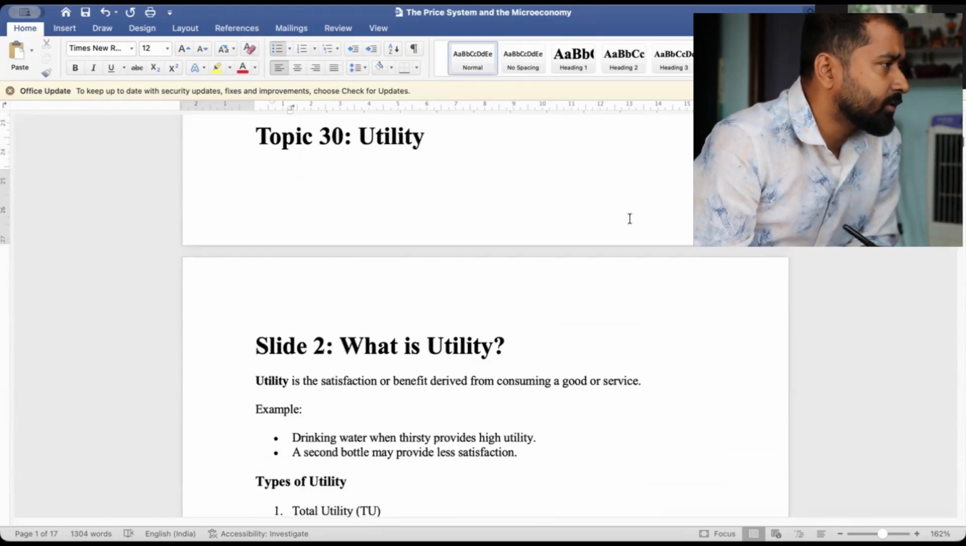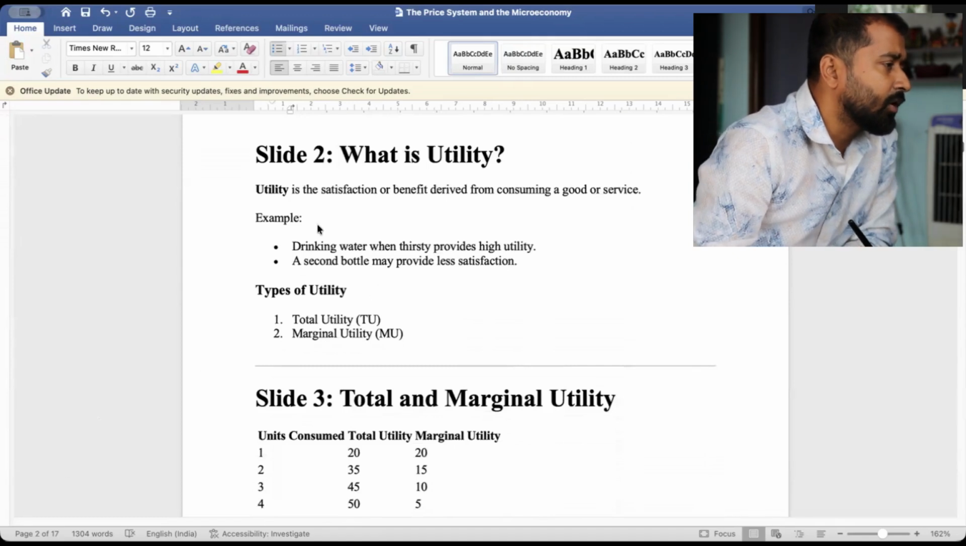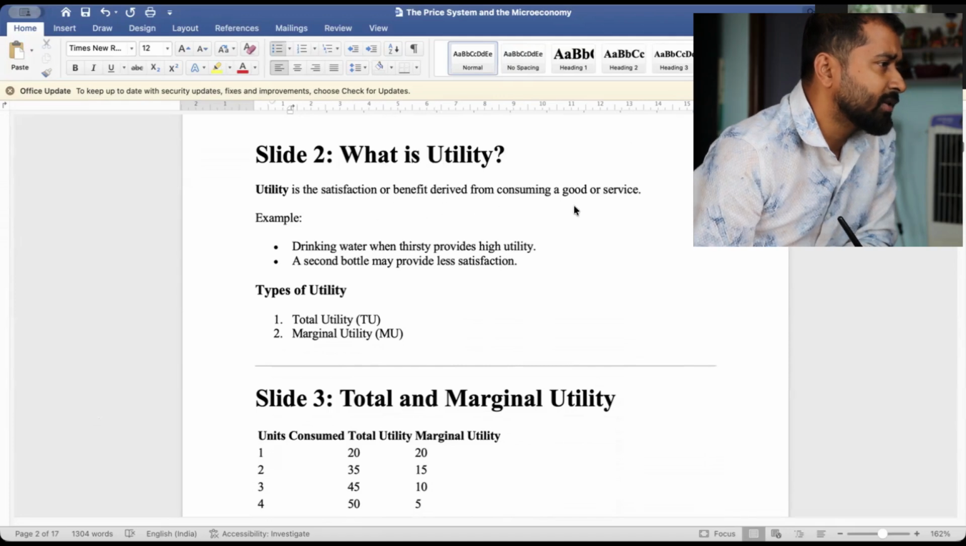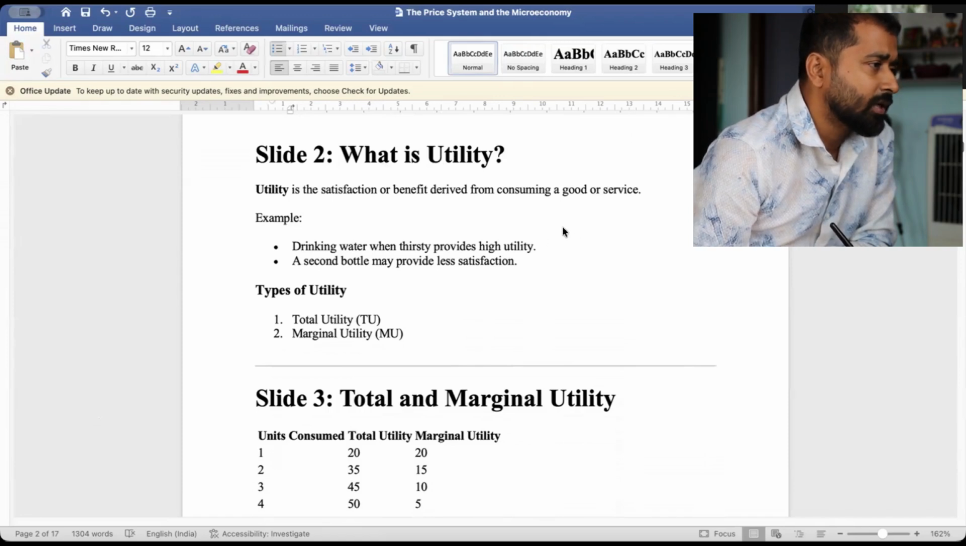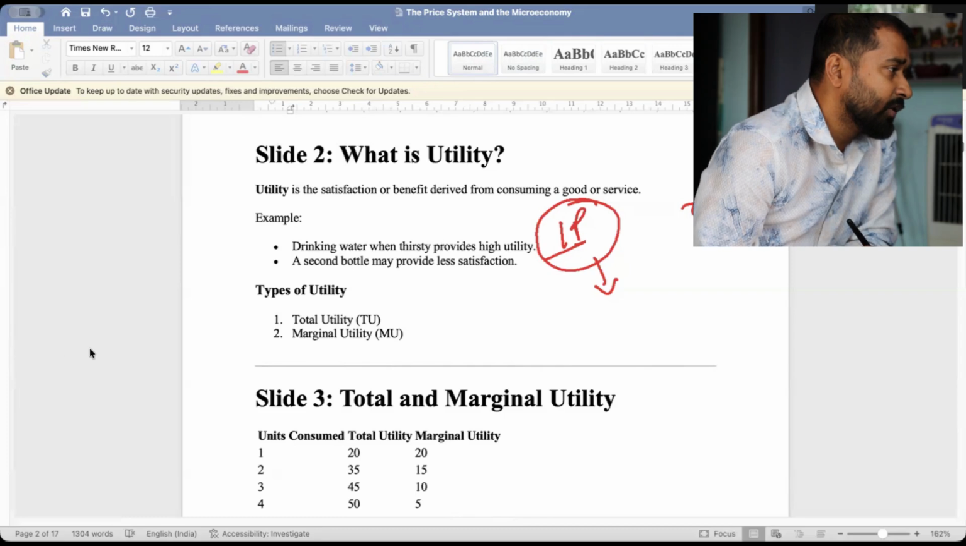First topic, that is utility. What is utility? Utility is nothing but the satisfaction power of a commodity, or the benefit derived from consuming goods or services. For example, say you have purchased two goods: one is an iPhone, another one is a Realme phone, so there are two different companies. As per the goodwill, if the iPhone gives you more satisfaction than Realme, you can tell me the utility of the iPhone is far better than Realme.